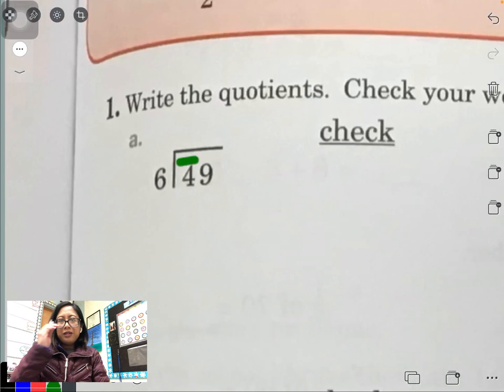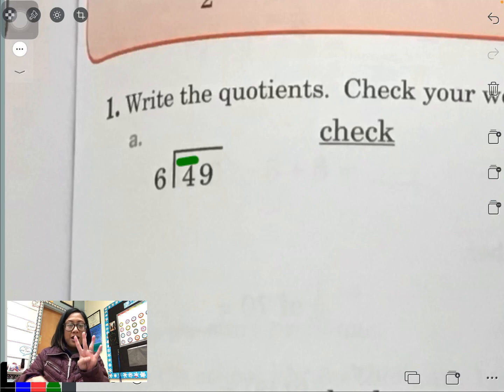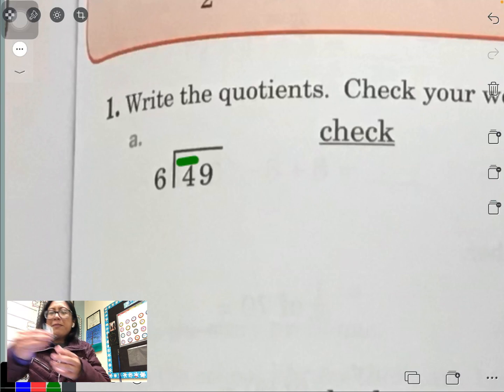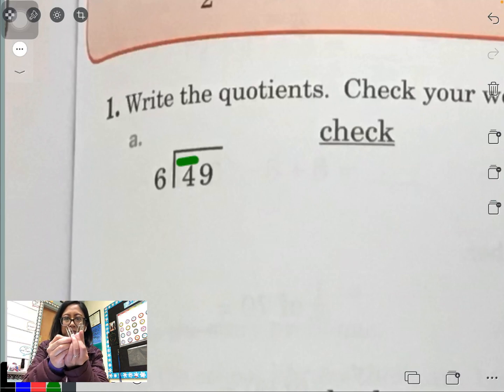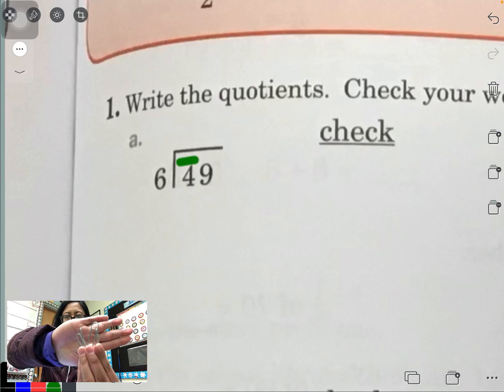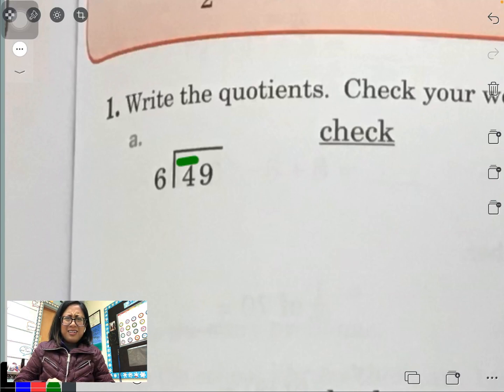I can't do that because I have 4 fingers, and if I'm going to try to give these, let's not say 4 fingers, let's say paper clips, okay? If I have 4 paper clips, let me grab another one, another 2, okay. If I have 4 paper clips, as you can see here, and I need to give them to 6 people, they're not going to get an equal amount of paper clips. They would be like, that's not fair, I didn't get one because there isn't enough. So instead of doing 4 divided by 6, I'm going to do 49 divided by 6.